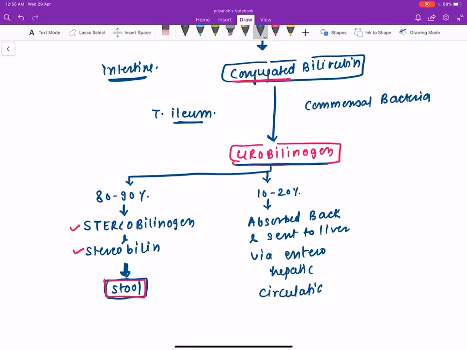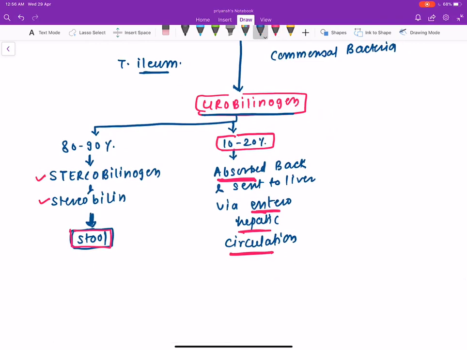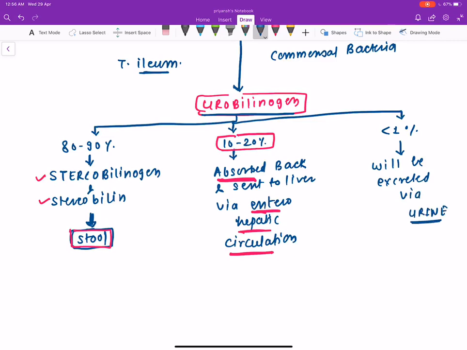Meaning that around 10 to 20% of urobilinogen will be absorbed and sent back to the liver with the help of enterohepatic circulation. And less than 1% of your urobilinogen will come in the urine, or I can say will be excreted via urine. That is why the urine has a pale yellow color. The reason for the pale yellow color is the presence of urobilinogen.